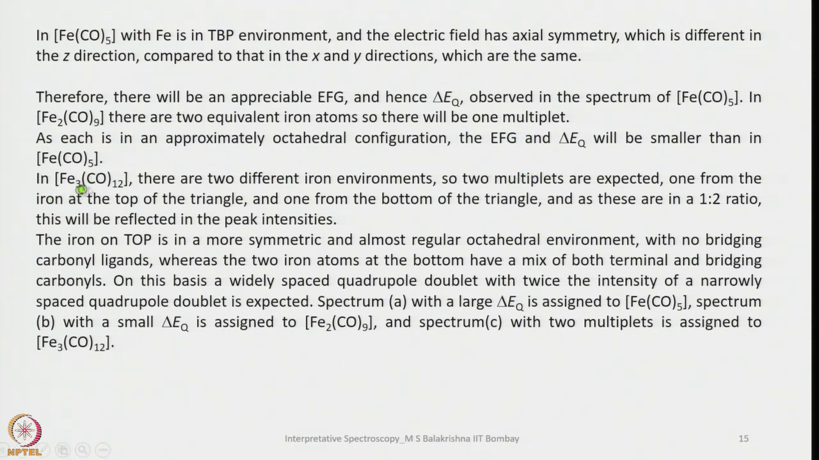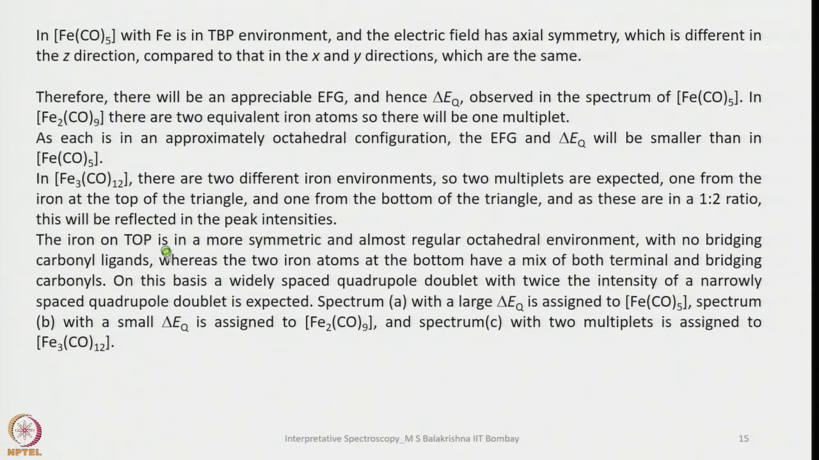In the case of Fe3(CO)12, there are two different iron environments, which can be clearly seen from the structure. So two multiplets are expected, one from the iron at the top of the triangle and one from those at the bottom. The bottom two are equivalent and the top one is different, so a 2:1 ratio, or 1:2 ratio. This will be reflected in the peak intensities.